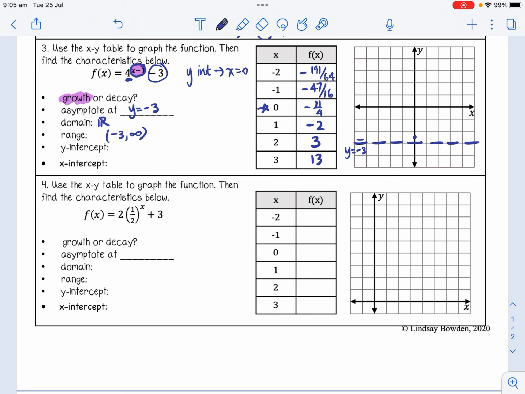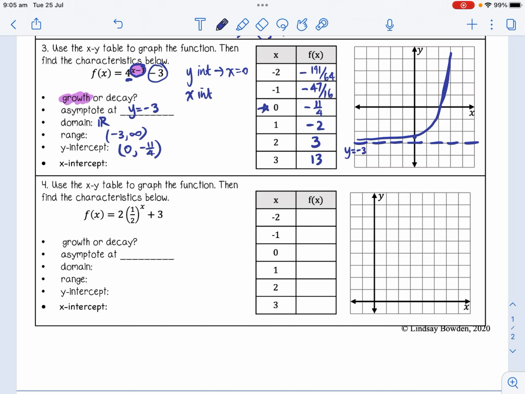So my graph has to go across and something like that. Oops, that's not a great graph, but we're going to work it out as we go along. So my y-intercept, 0, negative 11 quarters. Now we have to find the x-axis intercept. How do I find the x-axis intercept?